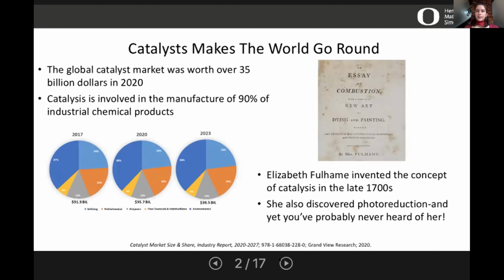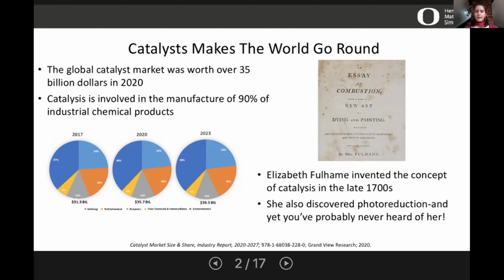Catalysis, which is the acceleration of a chemical reaction by a catalyst, is absolutely central to the industrial processes that shape our modern world. The global catalyst market was valued at over $35 billion in 2020 alone, and catalysis is involved in the manufacture of over 90% of industrial chemical products. So the availability, the efficiency, and the environmental impact of catalysts are thus vastly important to the makeup of our world in the day-to-day.